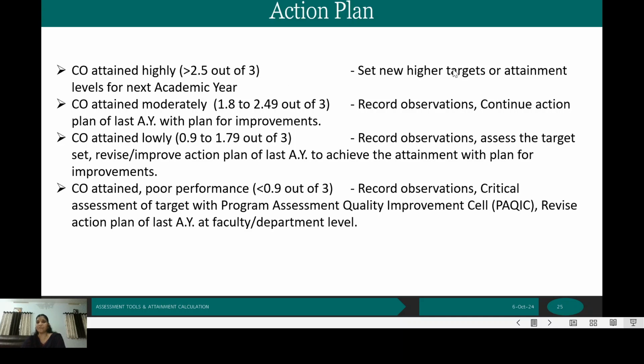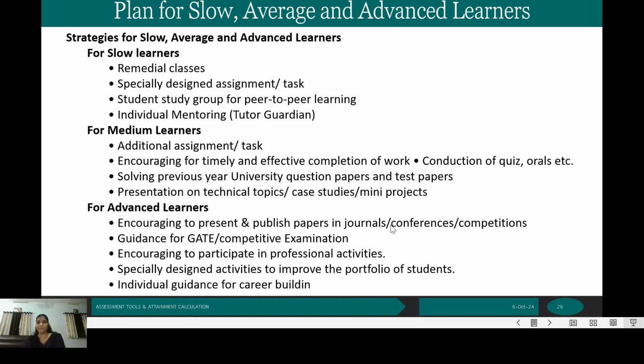If it is attained, set new higher targets. If it is moderately attained, we can plan for continuous improvement. And if it is low, target revised, improvement action plans. And for very poor attainment, we have to take it to the UPC and revise the action plans. And again, we can also think of the course syllabus requirements. And these are some of the strategies for slow learners, advanced as well as average learners.